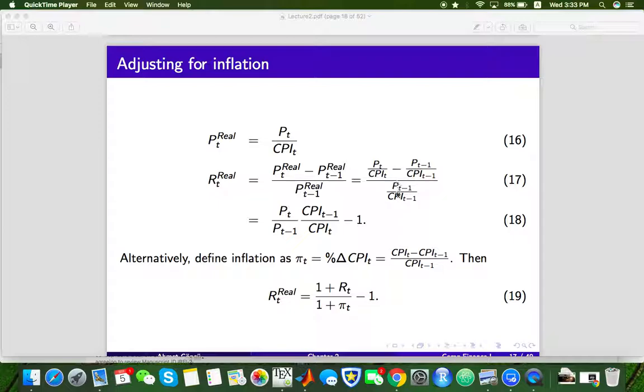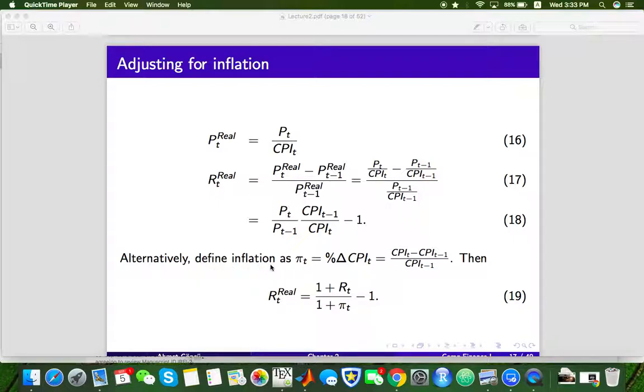So this can also be rewritten by some simple algebra. You can rewrite this real return as the gross return times the CPI at t-1 divided by the CPI at time t, and we are subtracting 1 to get the net return in real terms.